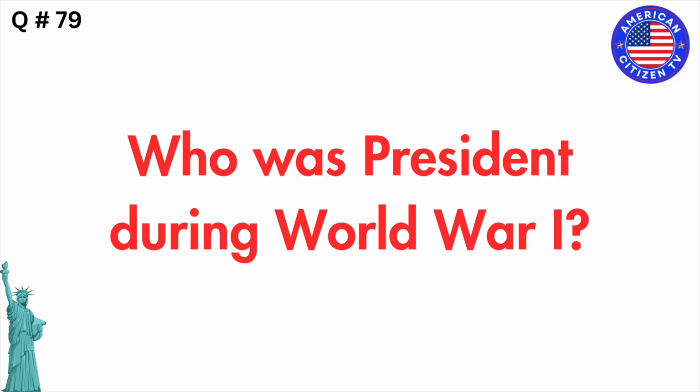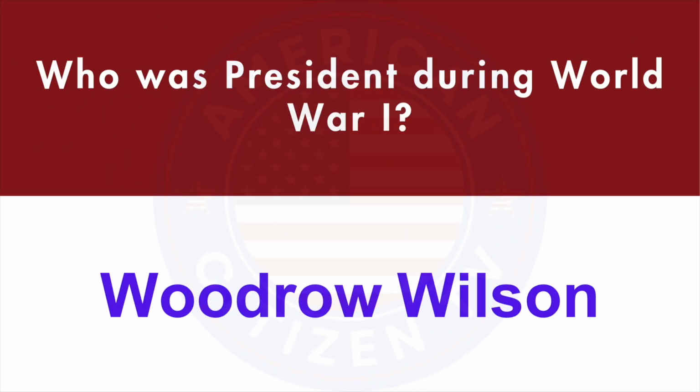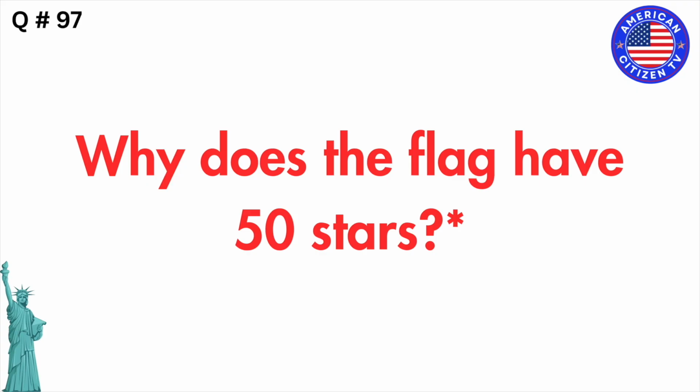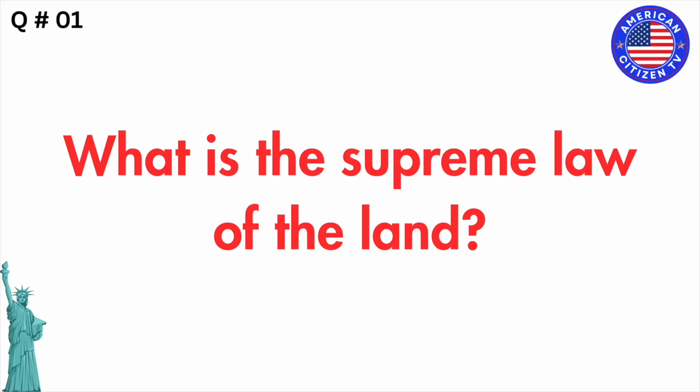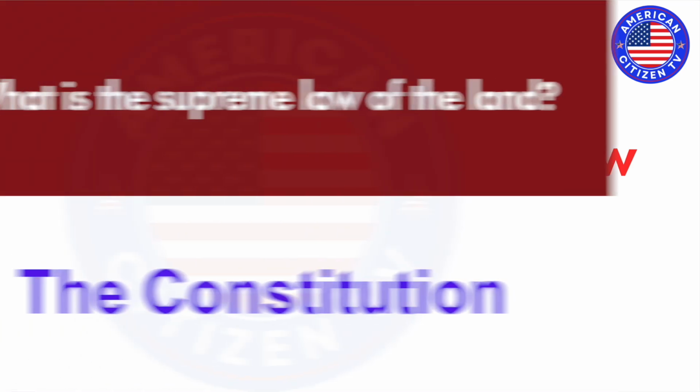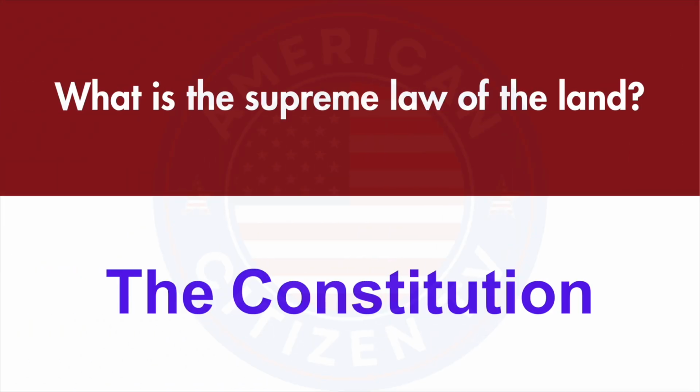Who was the president during World War I? Woodrow Wilson. Why does the flag have 50 stars? Because there are 50 states. What is the supreme law of the land? The Constitution.